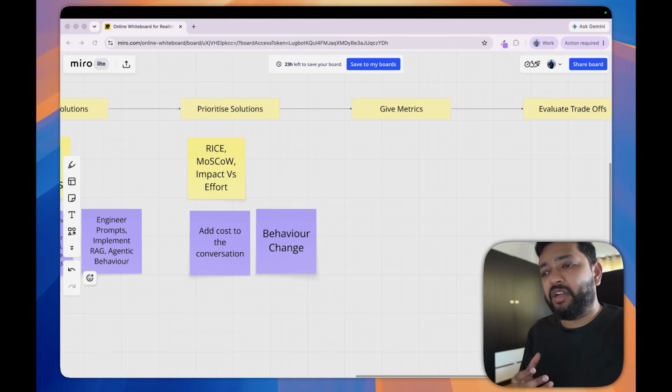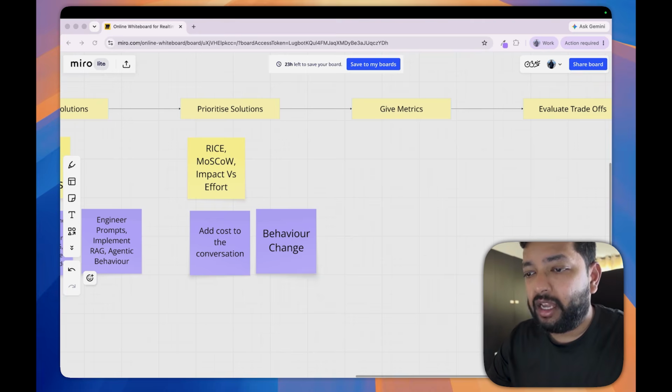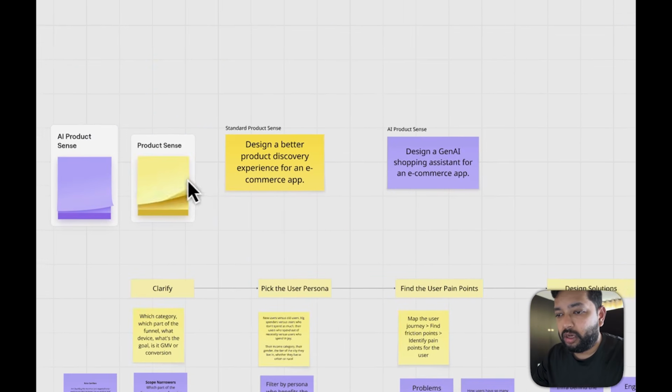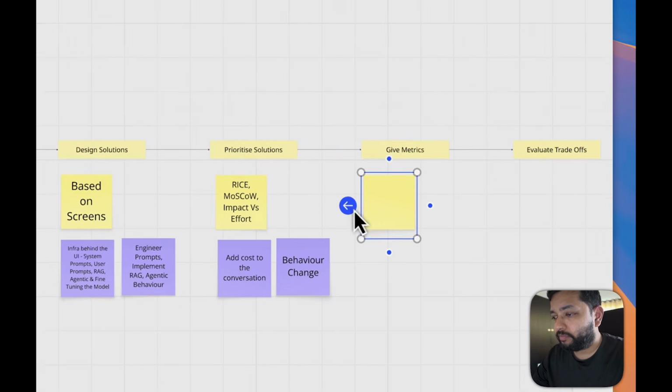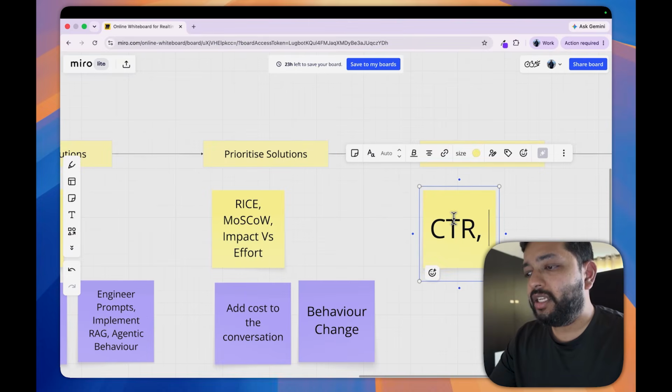Now let's go to metrics. Typically, what you would do is look at standard stuff. You would look at click-through rates, you would look at success of search, you would look at conversion, GMV, average order value, all that kind of stuff, right? All of this is great. We'll just put that all out here as well. I'm just going to pull in a yellow note again, and I'm just going to put it out here. So you're going to probably talk about CTRs.